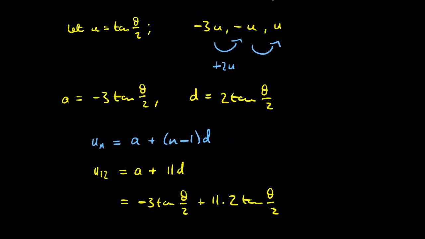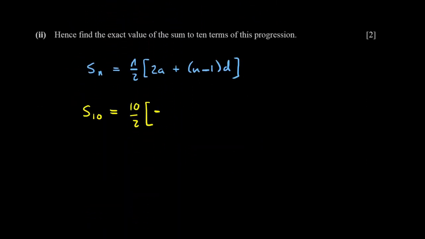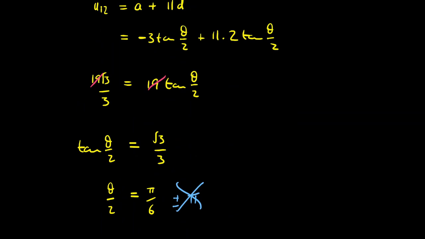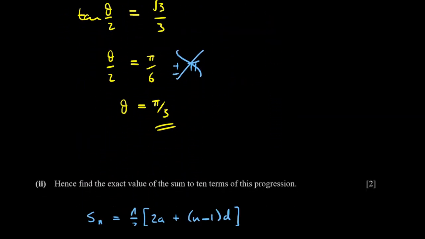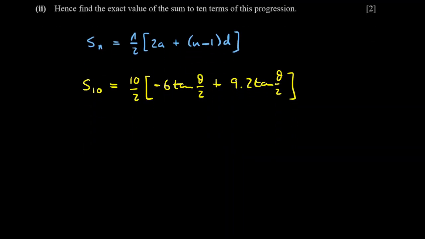Well, what was our a? Our a was negative 3 tan theta upon 2. We're going to get negative 6 tan theta upon 2, plus 10 minus 1, which is 9, times d, and d was 2 tan theta upon 2. So 9 times 2 tan theta upon 2. If we simplify that, 10 upon 2 is 5. We've got minus 6 tan theta upon 2 plus 18 tan theta upon 2, which is 12 tan theta upon 2.